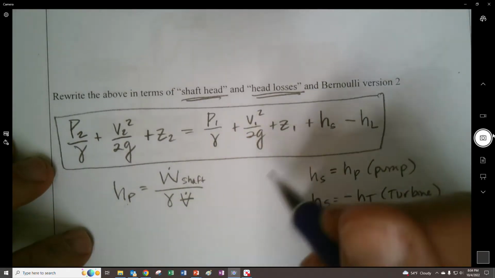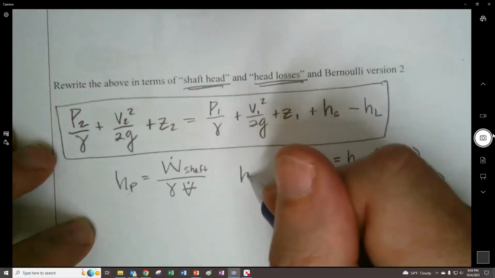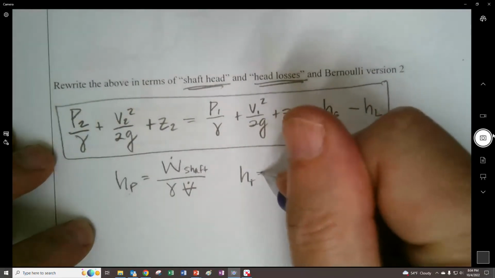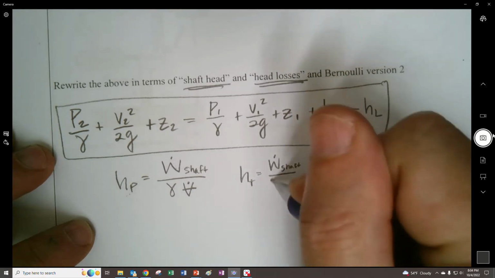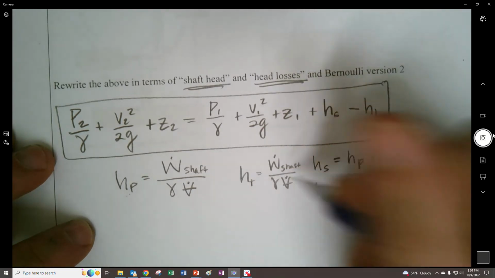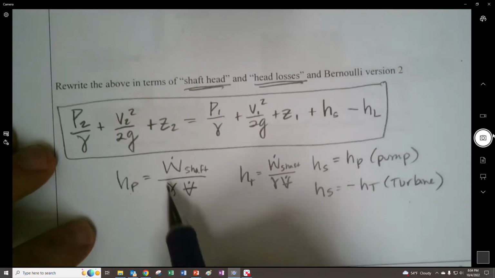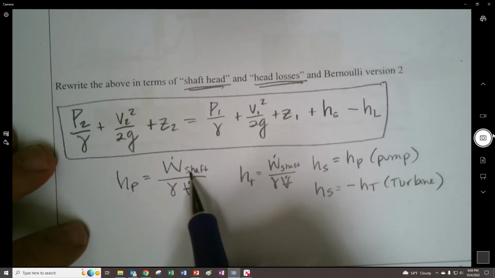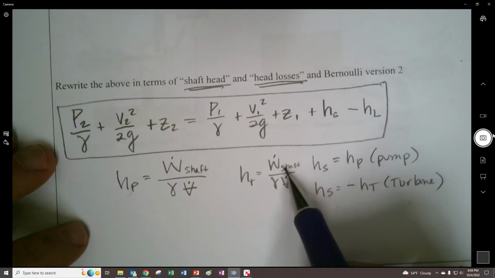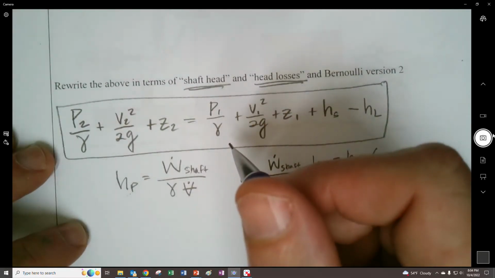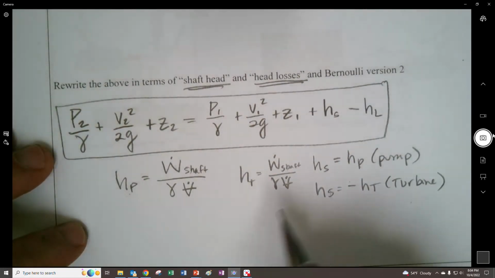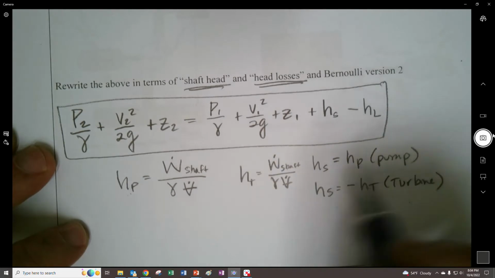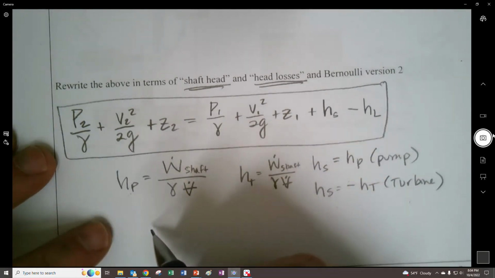So this is like pump head, and similarly, we could have a turbine head. So this is also the shaft, gamma, and the V flow rate right here, right? It just depends on whether the shaft is putting power into the system or whether this is taking power out of the system. And we'll talk about the subscripts that our book likes to use here in a minute. So I'm going to rewrite this.